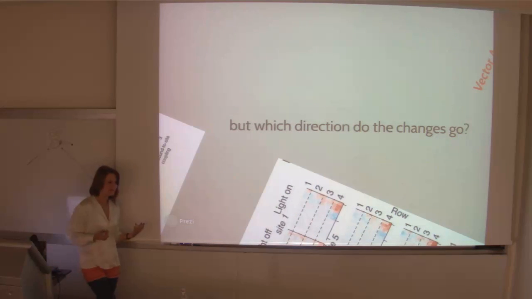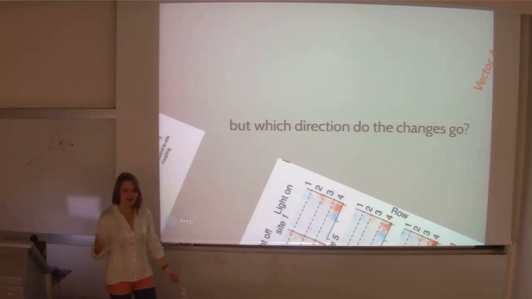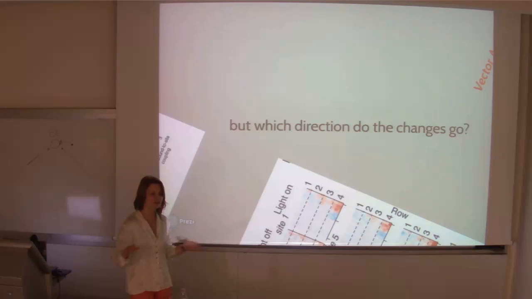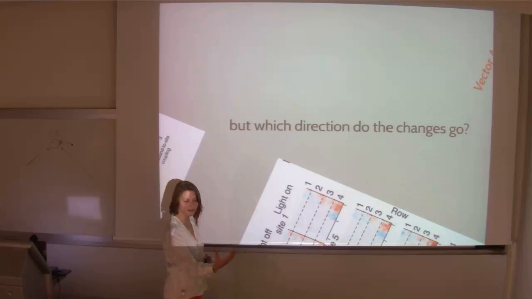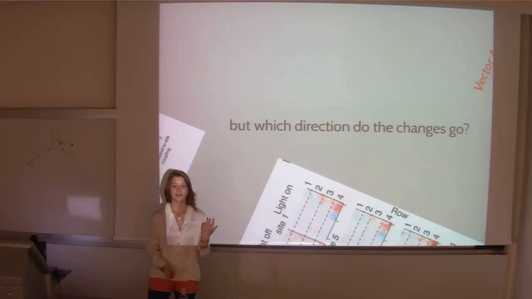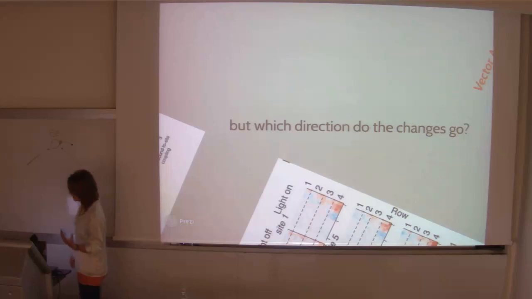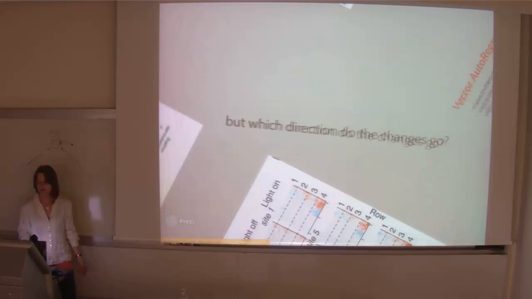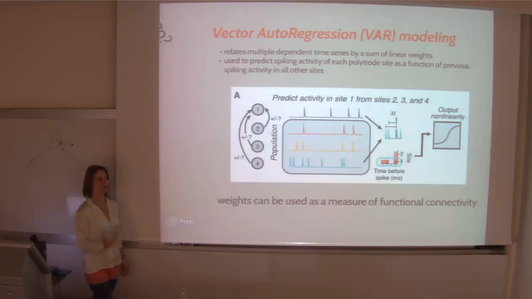Well, one problem with this analysis is that we can't see which direction these changes go. So this could be feed-forward connectivity, it could be feedback connectivity, it could be both, it could be neither. And in order to take a closer look at that, we used vector autoregression.